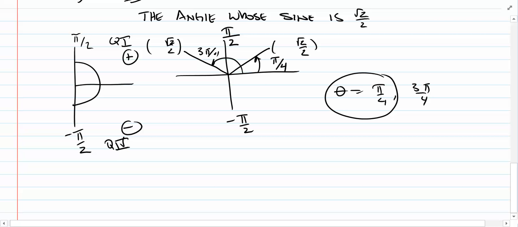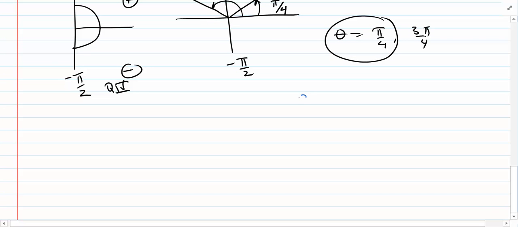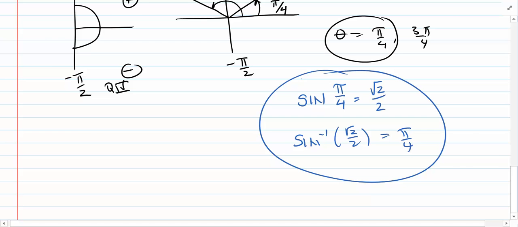Let me give you a completely different take on this whole situation. Do you guys agree that the sine of pi over 4 is root 2 over 2? So then it must be the case that the inverse sine of root 2 over 2 is pi over 4. Some people find that much easier. What do you guys think? It doesn't matter to me, whichever one you want to pick. But that's the idea behind it.